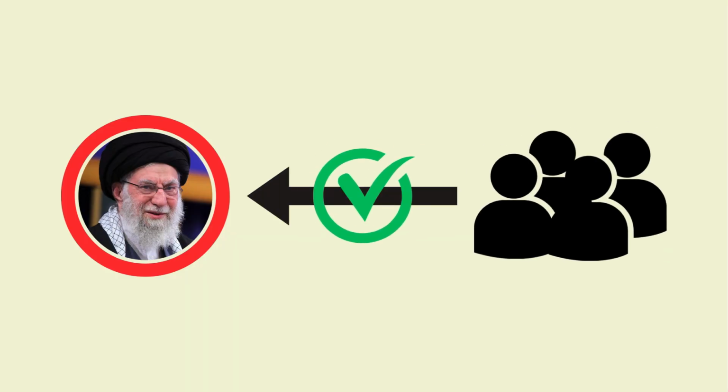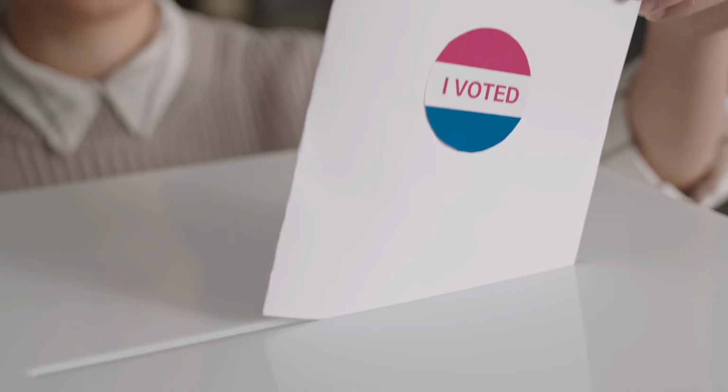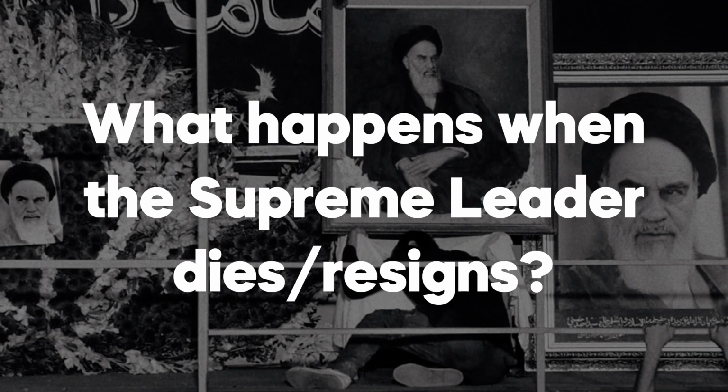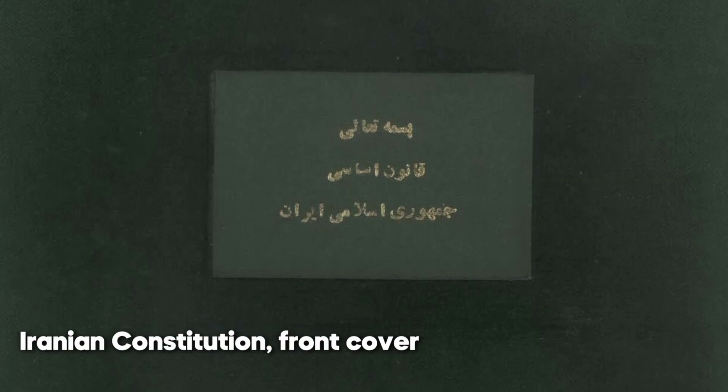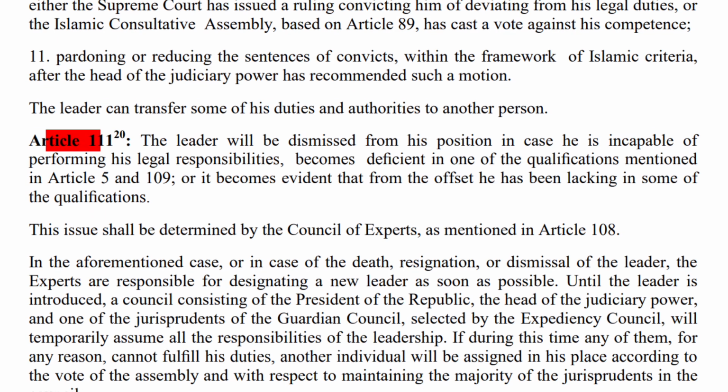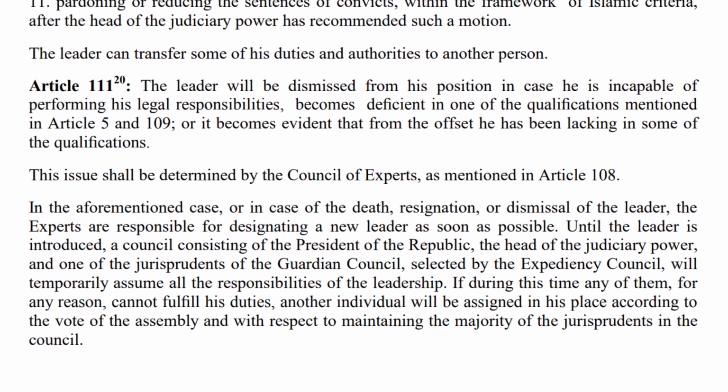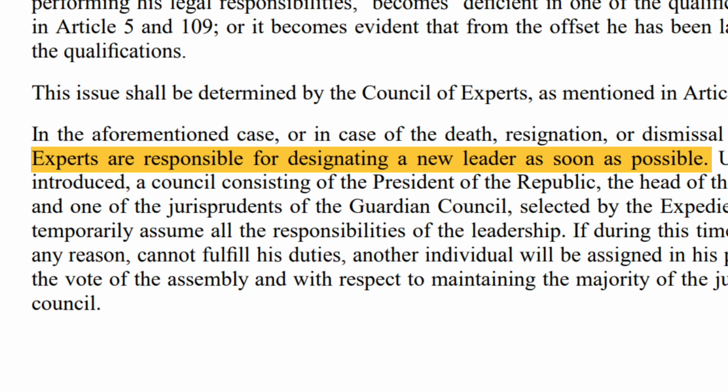In summary, the supreme leader is elected by the Assembly of Experts, whose members are elected by public vote every 8 years. However, because the supreme leader of Iran holds the office for life, an important question remains. What happens when the incumbent holder dies or is removed from office? According to Article 111 of the Iranian Constitution, when the supreme leader dies or is removed from office, the Assembly of Experts should convene as quickly as possible to appoint a successor.